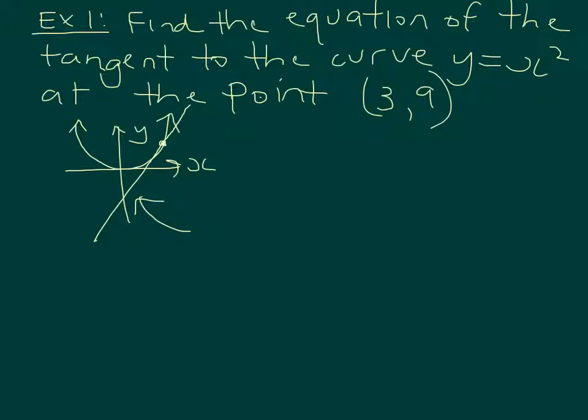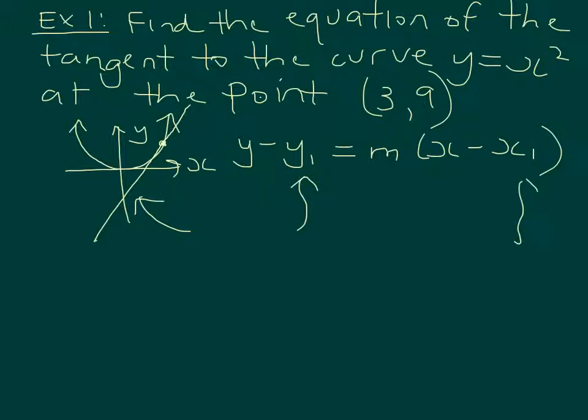What's the equation of that line? Now we know how to find the equation of a line using point-gradient form. So we know we need to use y minus y1 equals m into x minus x1. And what do we need? Well, we've got our point. We've got the x1 and y1. x1 is 3 and y1 is 9. What we need to find is the gradient.